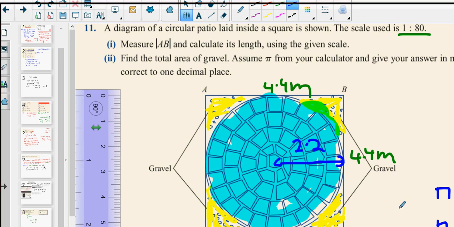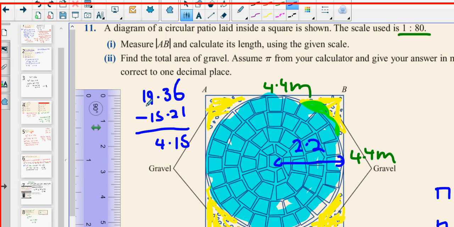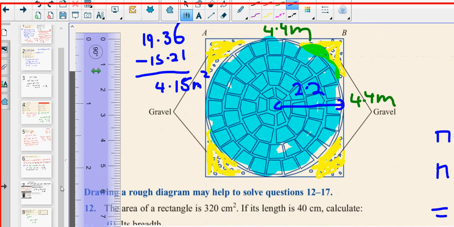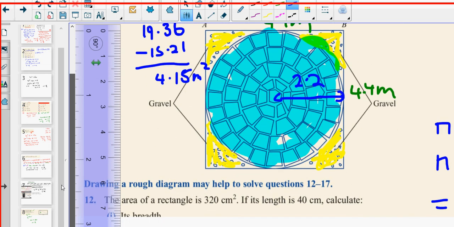15.205. It had to be smaller than 19. Why did it have to be smaller than 19? Because the circle is smaller than the square. So 19.36, take away your 15.21, call it, because we have to round it off anyway. So what do we get? 4.15. And you're done. The area of the gravel is 4.15. Ready to move on? Okay.